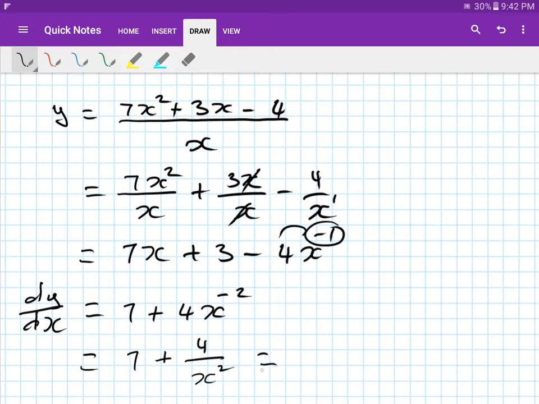Or you can even make it into one fraction: 7x squared plus 4 over x squared. Alright, so that's how you differentiate it. Let's move on.